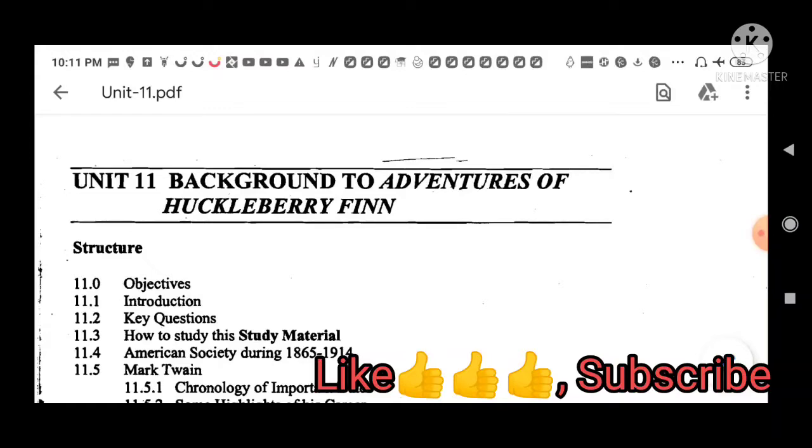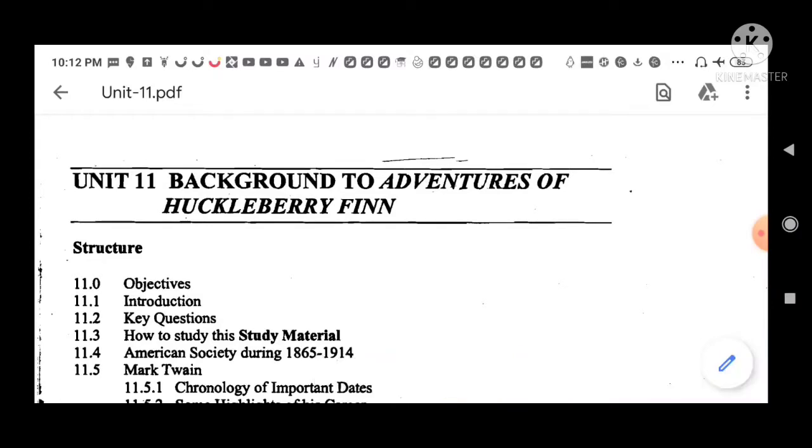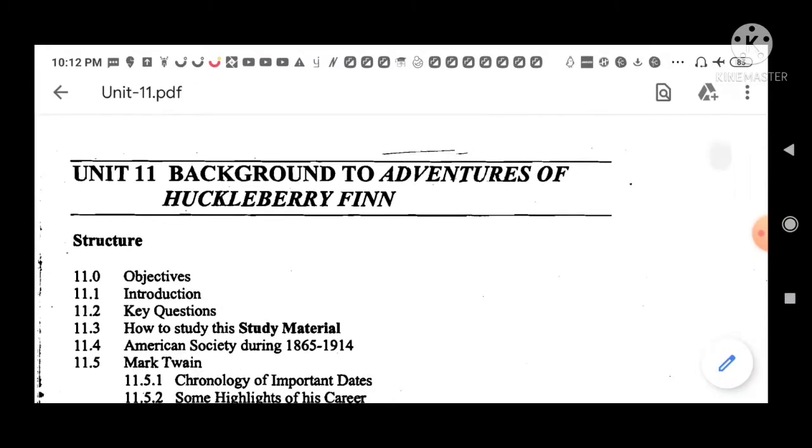So we will start Unit 11 of MEG 6, Background to Adventures of Huckleberry Finn. Previously, in all my videos, I have discussed all the sections of Nathaniel Hawthorne's The Scarlet Letter. You can go through my discussion box and you will get all the videos of The Scarlet Letter. Another important chapter is Huckleberry Finn in MEG 6, that is American literature. So Unit 11, the background to Adventures of Huckleberry Finn, today I will discuss.